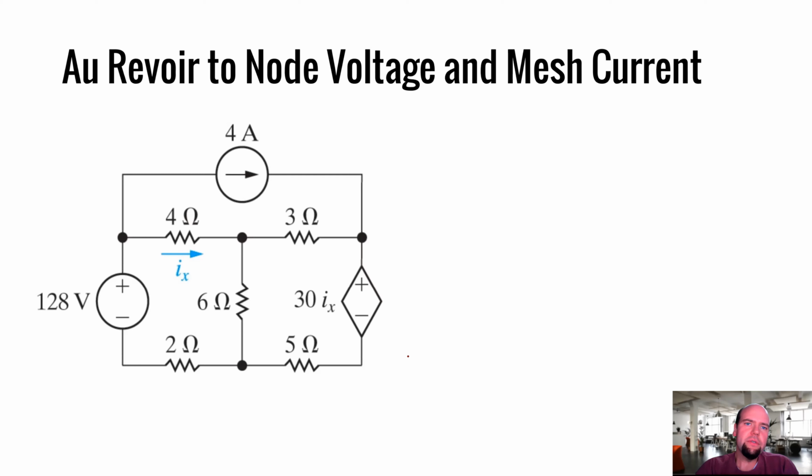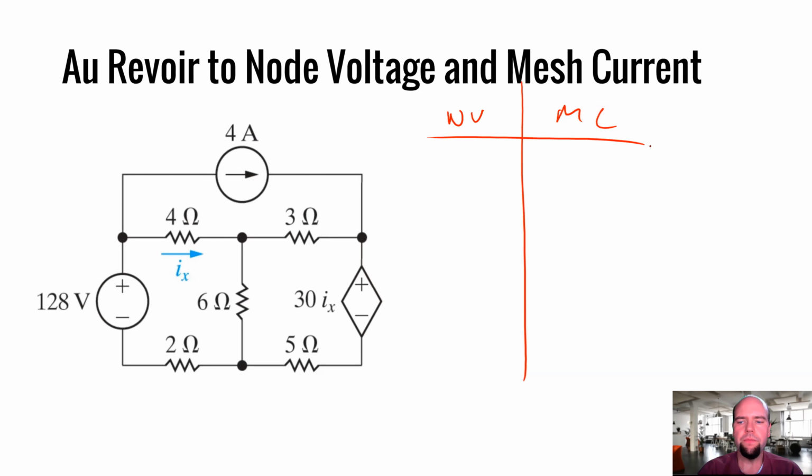Let's look at this circuit. So node voltage or mesh current here? Well, let's look at the equations. So we're going to do a table. Node voltage, mesh current. So how many equations? Well, for node voltage, we got 1, 2, 3, 4. We got 4 minus 1. That's going to be 3 equations.